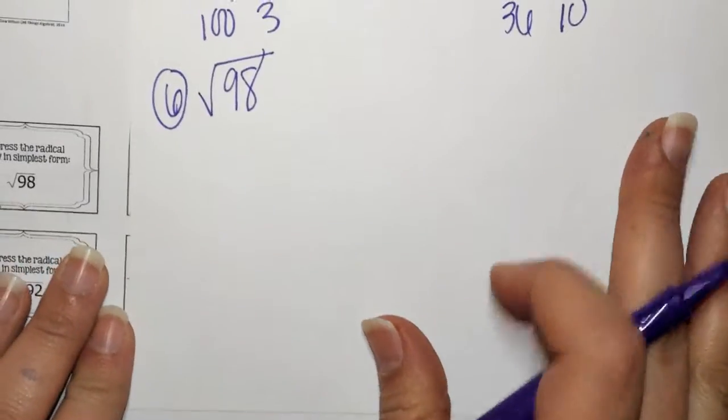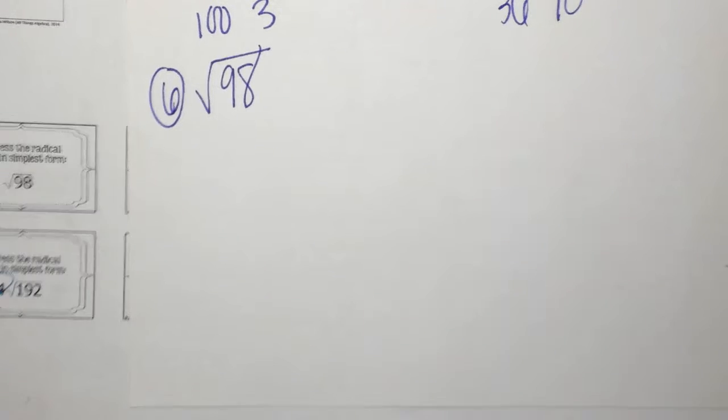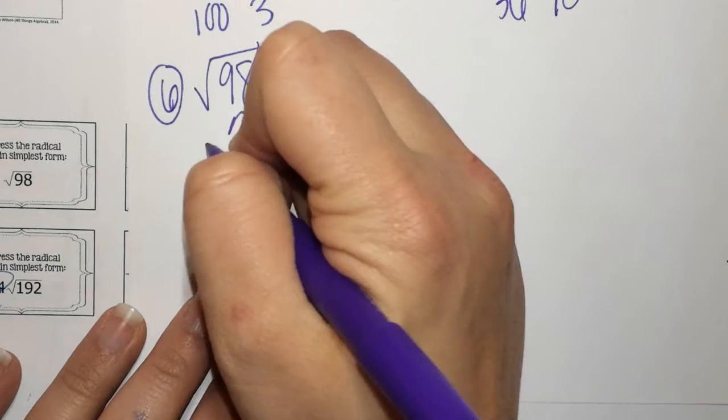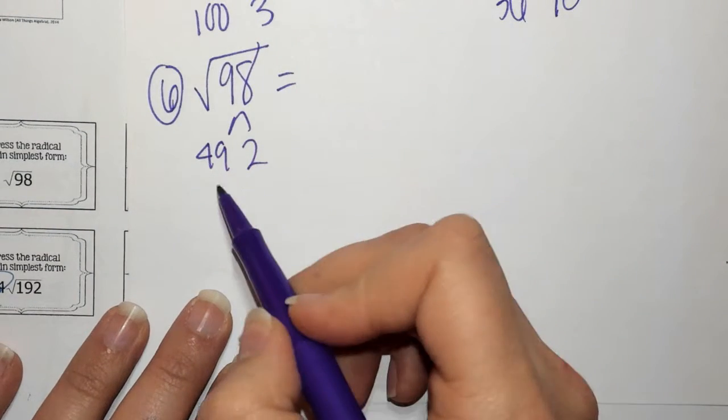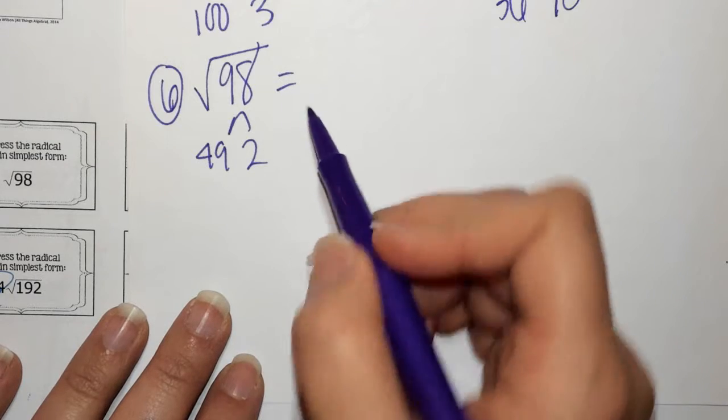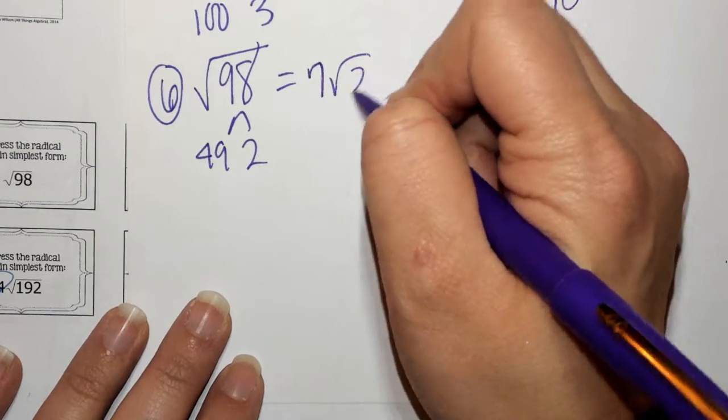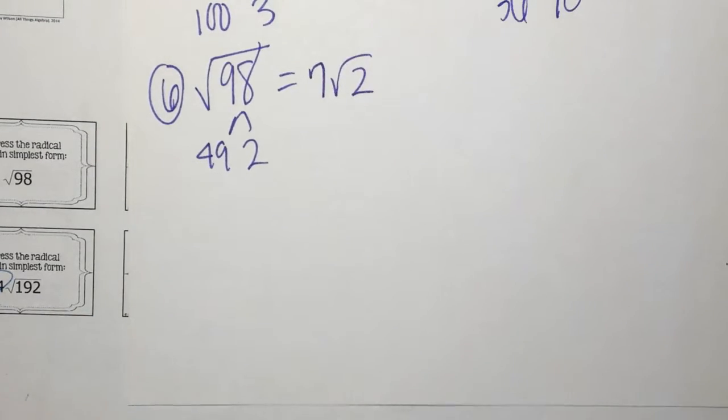Alright, square root of 98. Square root of 98. 49? Take a point. What's the square root of 49? If you said 7, take a point.